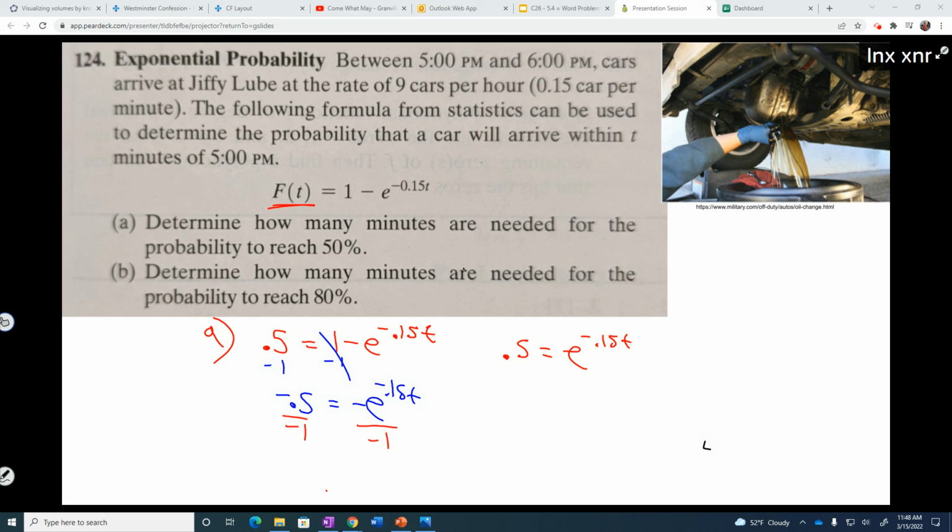Also, just a note is that there are no negatives in natural logs. If you end up with a negative number when you take the natural log, that means you did something wrong because you can't put a negative into a natural log. Now in natural log, we have natural log of 0.5 equals negative 0.15t. And then we'll divide by negative 0.15 on both sides. We get our t there. It's all that, and then we'll stop.